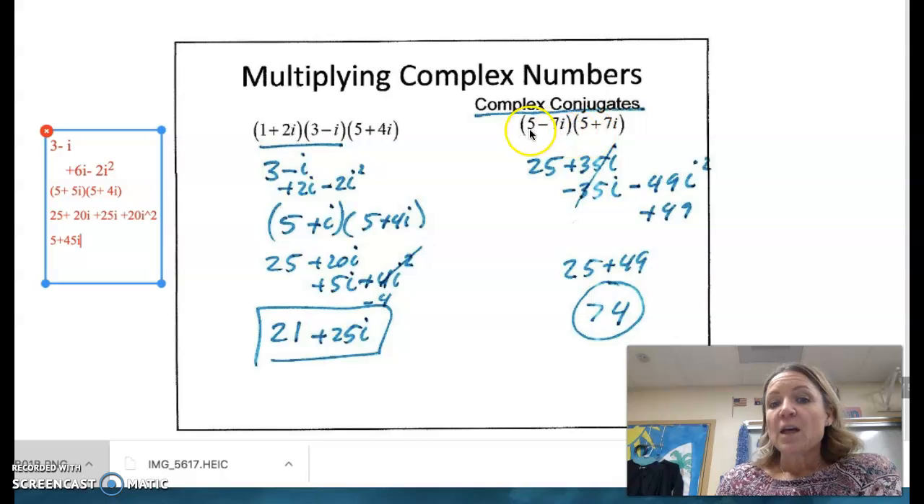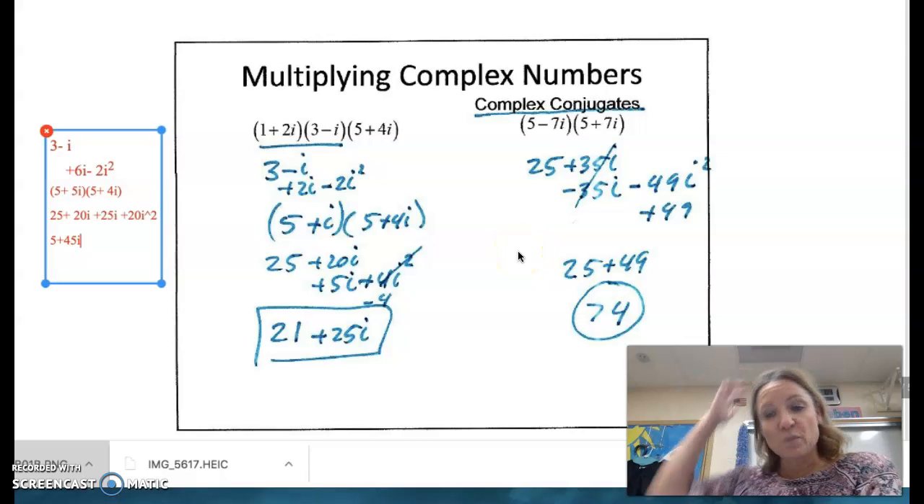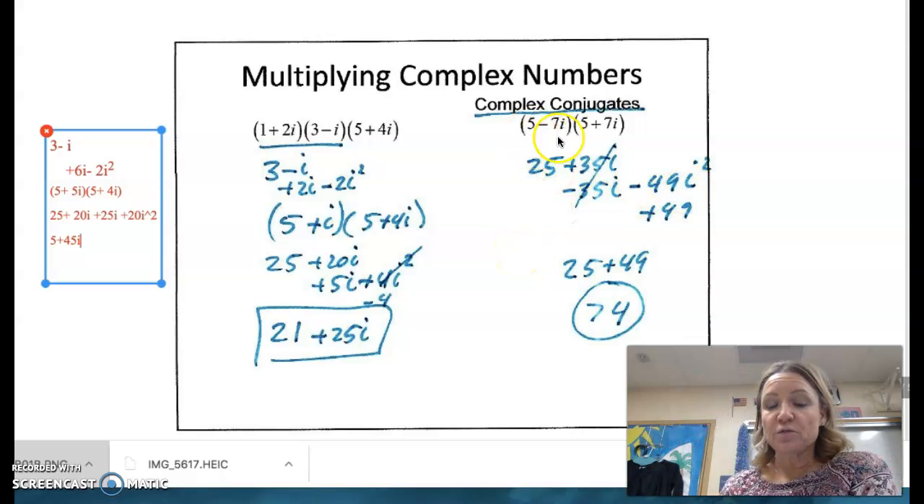All right. Now we're going to multiply conjugates. So notice that these two binomials are basically the same, except they have opposite signs here. It just means that when you FOIL it out, you're not going to have an imaginary part of your complex number. So first is 5 times 5, which is 25. Outside is 5 times 7i, which is 35i. Inside is negative 7i times 5, which is negative 35i. Notice these become opposites. They're going to cancel.